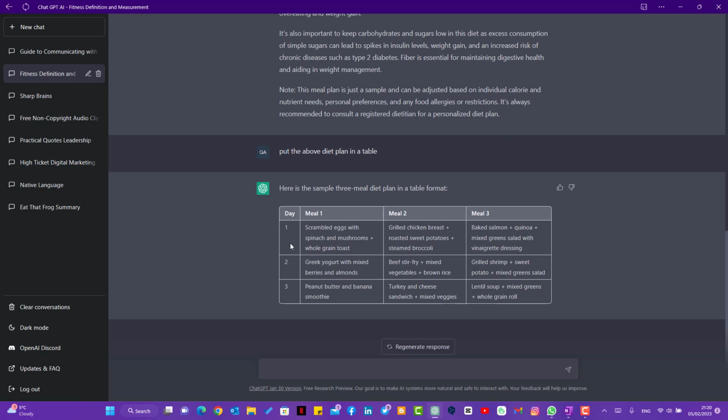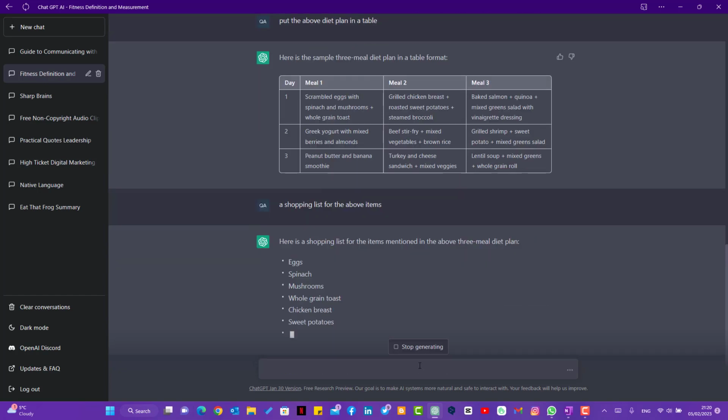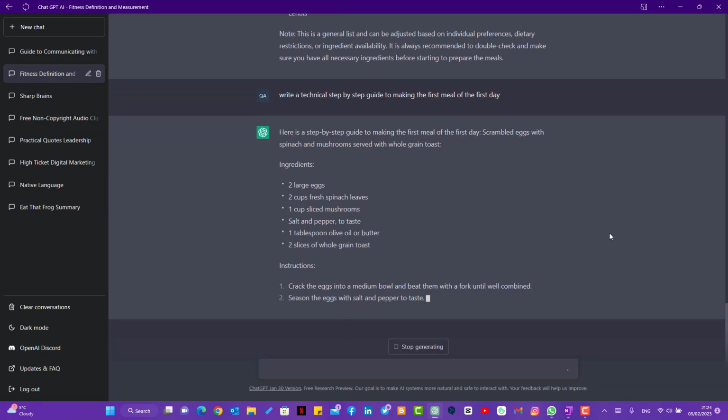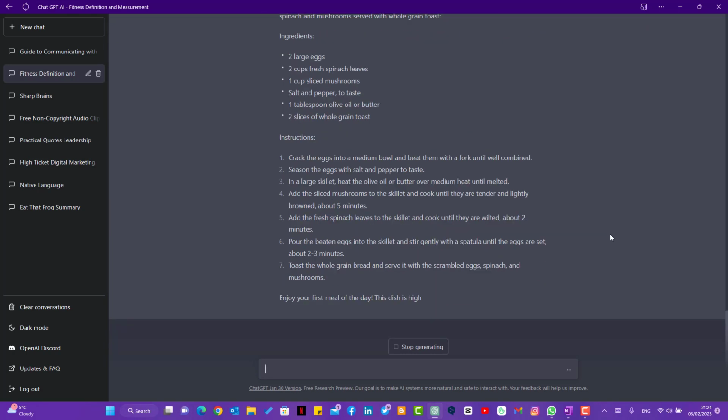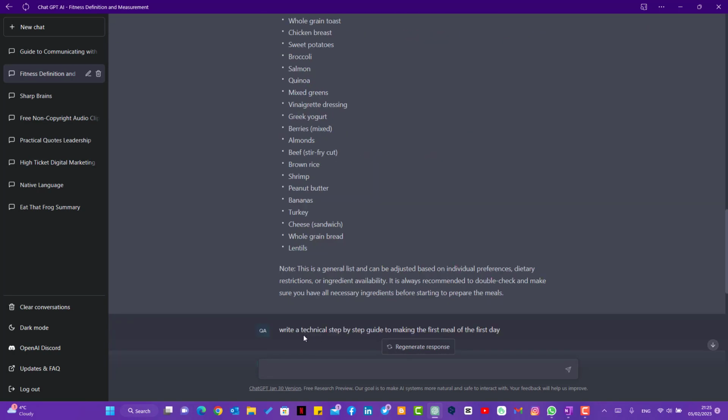As you can see, there are 3 days, meal one, meal two, and meal three, very nicely put in terms of a table. Now, let's also ask ChatGPT to give us a shopping list for the above items. Let's also ask ChatGPT to give us a recipe for the first meal of the first day. Now we ask ChatGPT to write a technical step-by-step guide to making the first meal of the first day. So it has already given us the meals and it knows what the first meal of the first day is. And we are asking for a technical step-by-step guide.